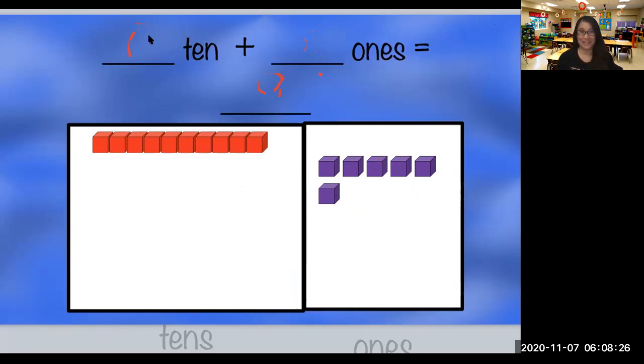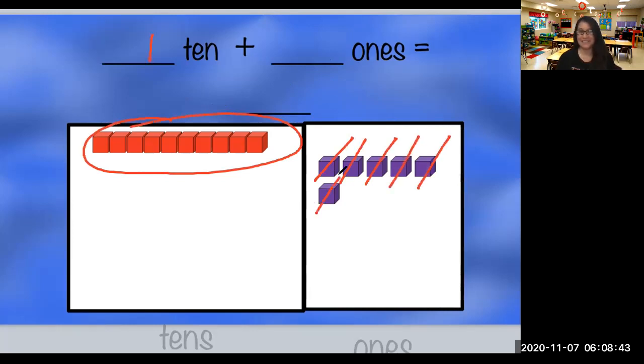Yes, you are correct. There is just one group of 10. Very good. How about the ones? Let's count them together. 1, 2, 3, 4, 5, 6. 6 ones. If we put one group of 10 and 6 ones together, what number do we get? Yes, it is the number 16. Very good. Awesome job.